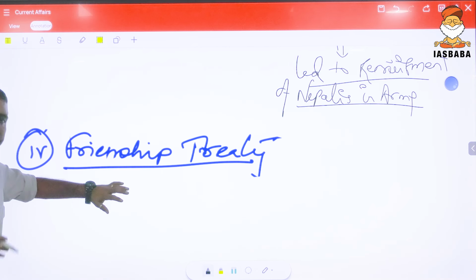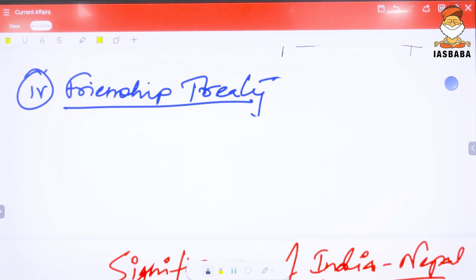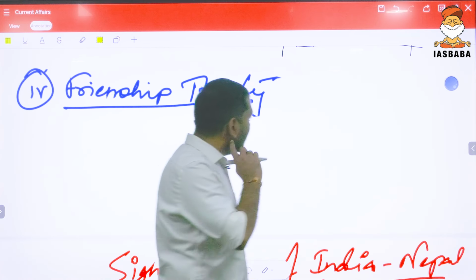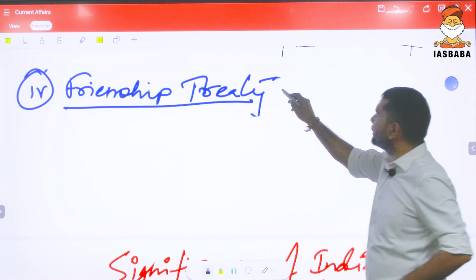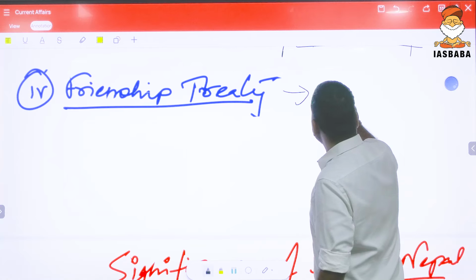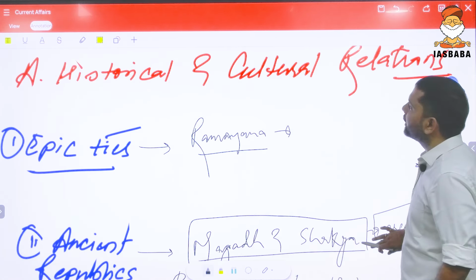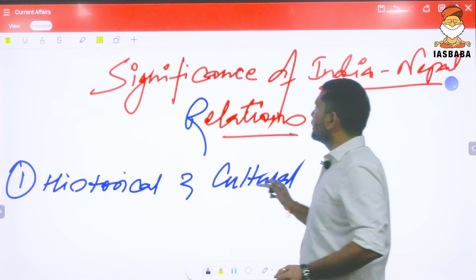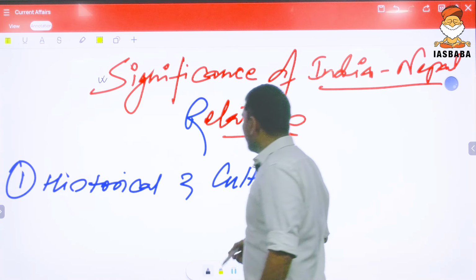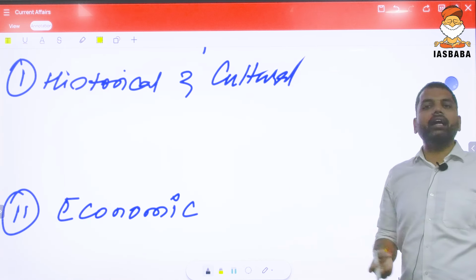So you can see Nepalis are still there, Gurkhas are there. We will see that in the significance of Indo-Nepal relations as well. The next that we are seeing is, we have a friendship treaty with Nepal, since 1950. So these are the historical and cultural relations between India and Nepal. Now we are going to see the significance of Indo-Nepal relations.